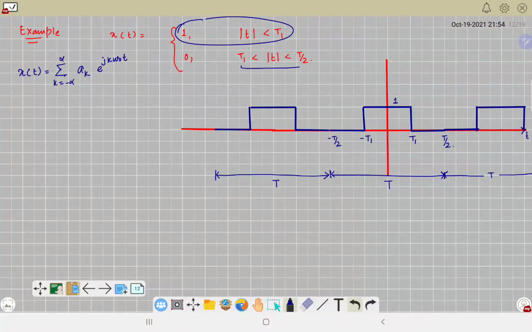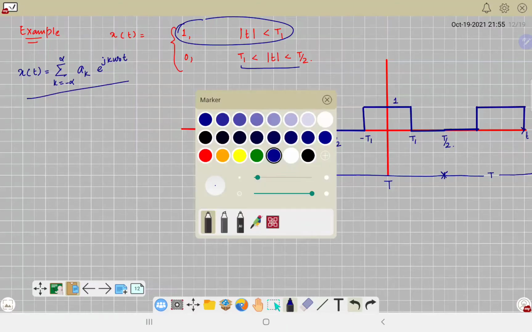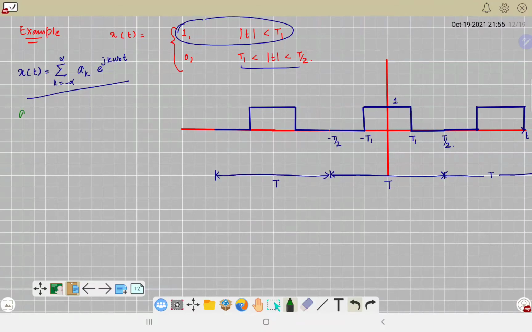Welcome back. So we are basically analyzing a signal whose description is a periodic square wave, and we need its Fourier series representation. The general form is this, and we need to compute the coefficients from the analysis equation. For the coefficients we will be using a_k equals 1 by T, integral over the time period T, x(t) e raised to the power minus j k omega naught t.